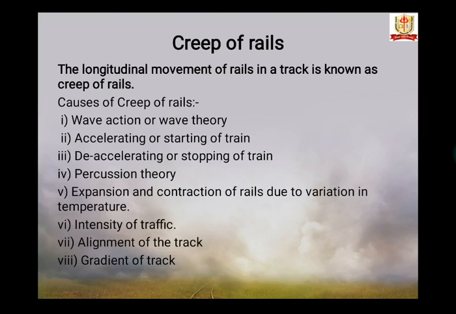Now, the causes of creep of rail. First cause is wave action and wave theory. Next is accelerating or starting of train. Next is deaccelerating or stopping train. Next is percussion theory. Next is expansion and contraction of rail due to variation in temperature. Next is intensity of traffic. Next is alignment of track. And last is gradient of track. These are the causes of creep.